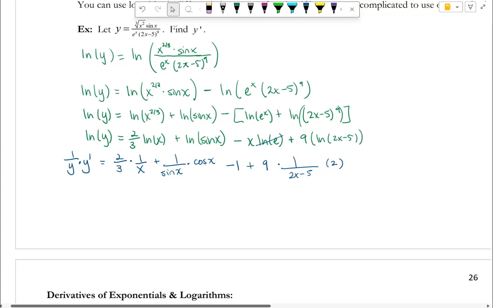All right, so I still have my 1 over y times y prime. I'm just going to clean this up a little. That is like saying 2 over 3x.